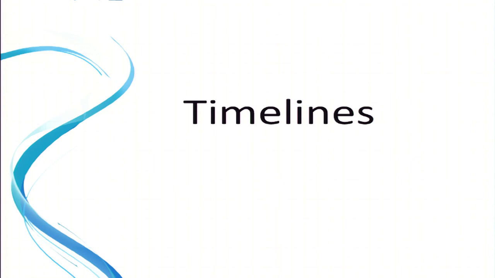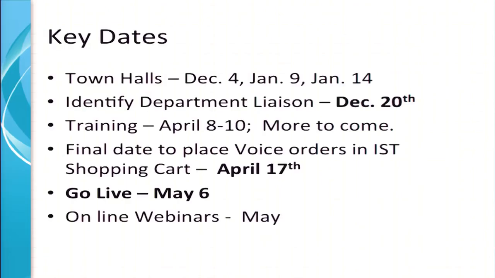So now we move on to timelines and the things we need to remember on the timeline. The key dates to remember: the first one is today. You're here. Thank you very much. The town hall today is the first one where we're giving information about the new shopping cart. There will be a second and a third town hall meeting, on January 9th and January 14th. And by the 20th of December, we are asking for your help in identifying the department liaison, and we'll talk about it further in the upcoming slides.